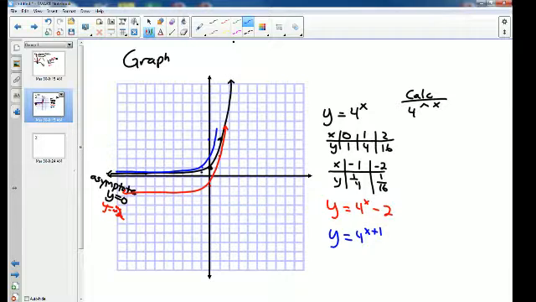Whoops, that's not very accurate. And what's the asymptote here? Oh, wait, it's still y equals 0. It's just shifted left. There's no up or down shift. Okay? Yeah, 1 to the left.